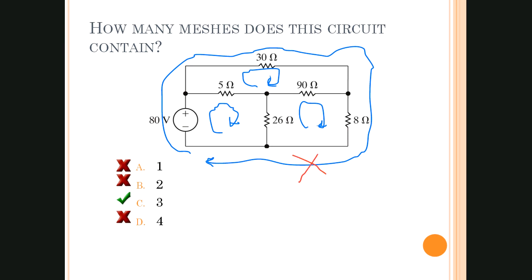That's not good. And again, you can see we could do loops through many other crazy loops around the circuit, through the 80 volt source, the 5 ohm resistor, through the 90 ohm resistor, 8 ohm resistor, all the way back to the source. But then we'd have that 26 ohm resistor breaking that in half, and so that would also be a bad loop. Not a bad loop, but it would be too many variables in there.